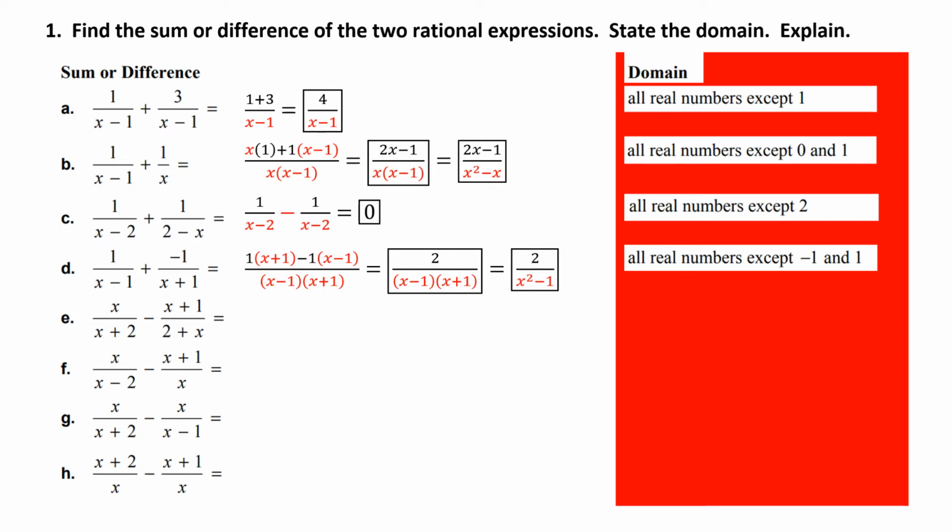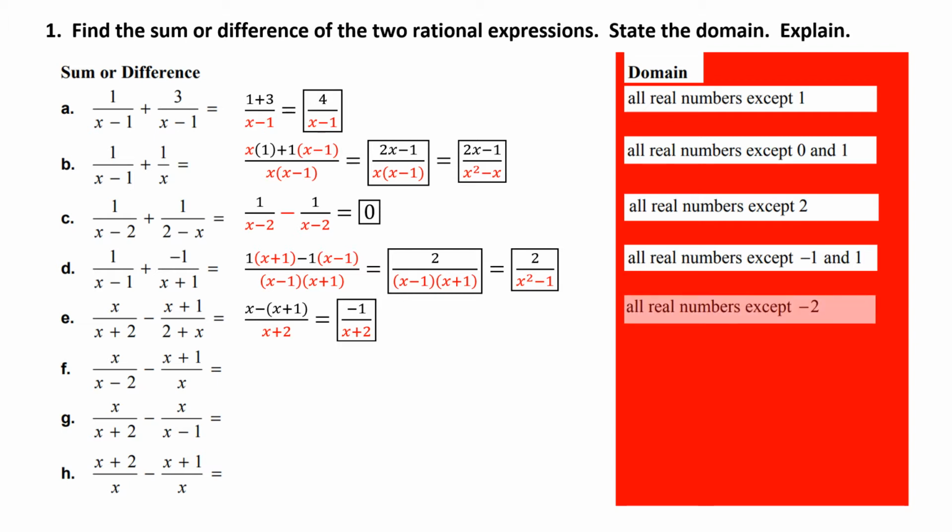For example E, notice that x plus 2 is equivalent to 2 plus x, so all we need to do are blend these together. Notice that we're subtracting now x plus 1, so that's going to be x minus x and also minus 1, so we wind up with just a negative 1 in the numerator. The only restriction on the domain is that x can't equal -2.